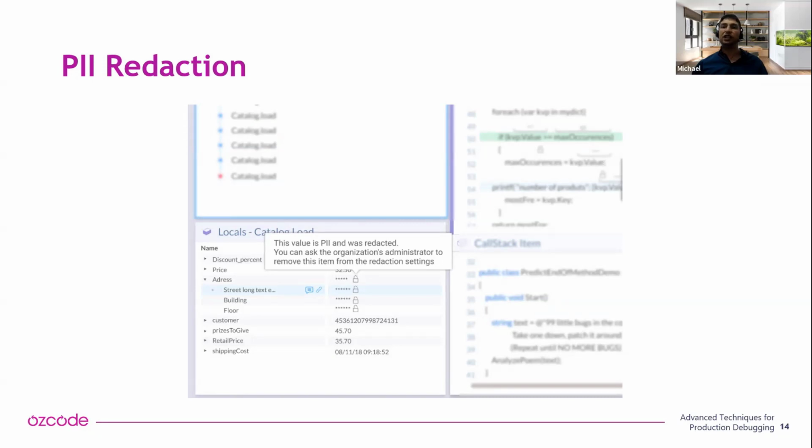And if you have an entire DLL or an entire namespace that you don't want to show, for example, if you have namespace Bank.Secure, right, and you don't want to show any local variables whatsoever from that namespace, you can add it as a rule, and Ozcode won't show it.